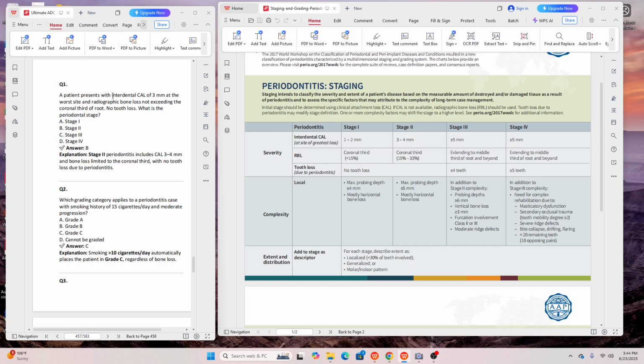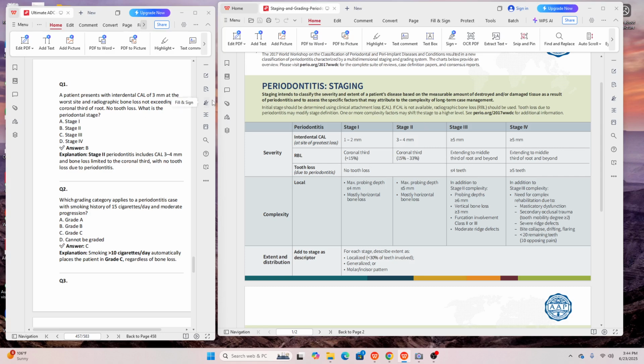A patient presents with interdental clinical attachment loss of 3 mm at the worst site, okay, worst site, and radiographic bone loss not exceeding the coronal third of the root. So in this question, they have not only given you the amount of clinical attachment loss, but also the amount of bone loss, not exceeding the coronal third of the root. No tooth loss at the moment. What is the periodontal stage?